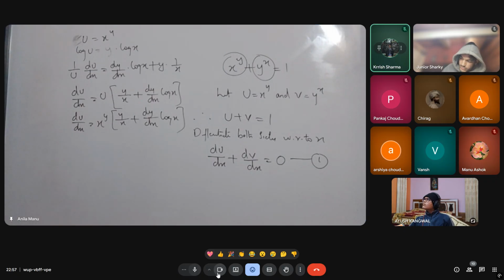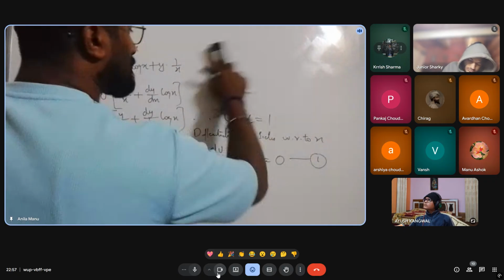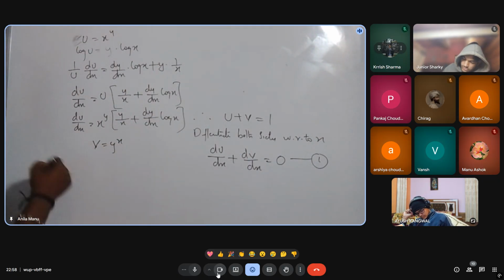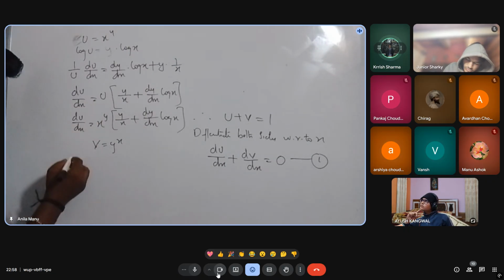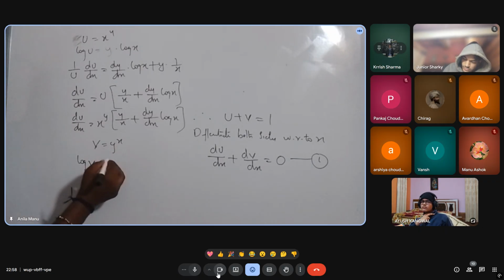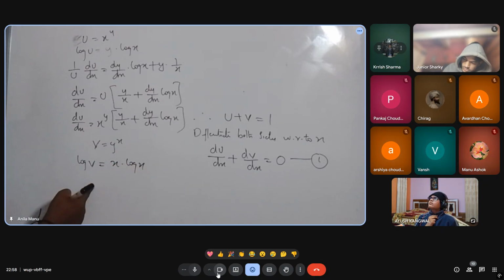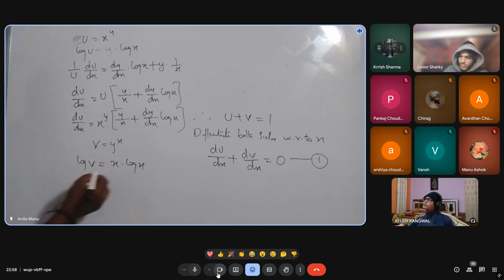Okay. Next, the same way, v is equal to y raised to x. Can I write directly? Okay. Log v is equal to log y raised to x, that is x log y. Clear? Log y raised to x, so x log y. Then differentiating both sides.